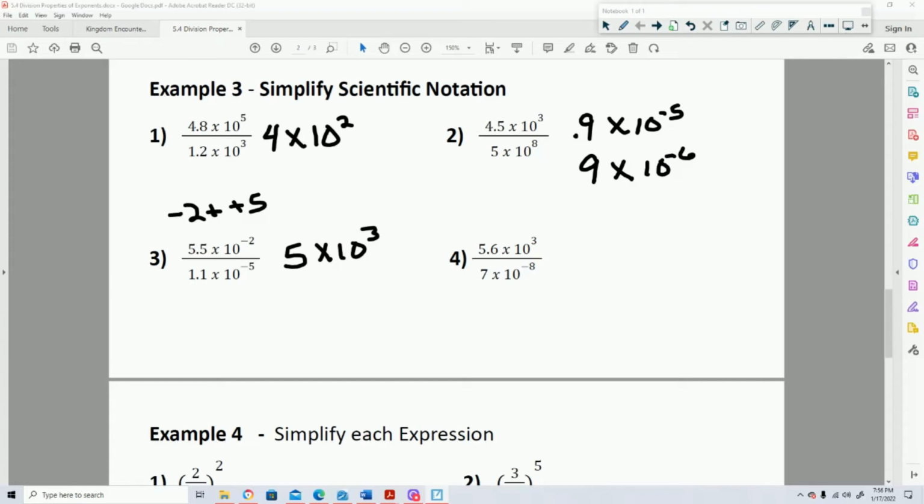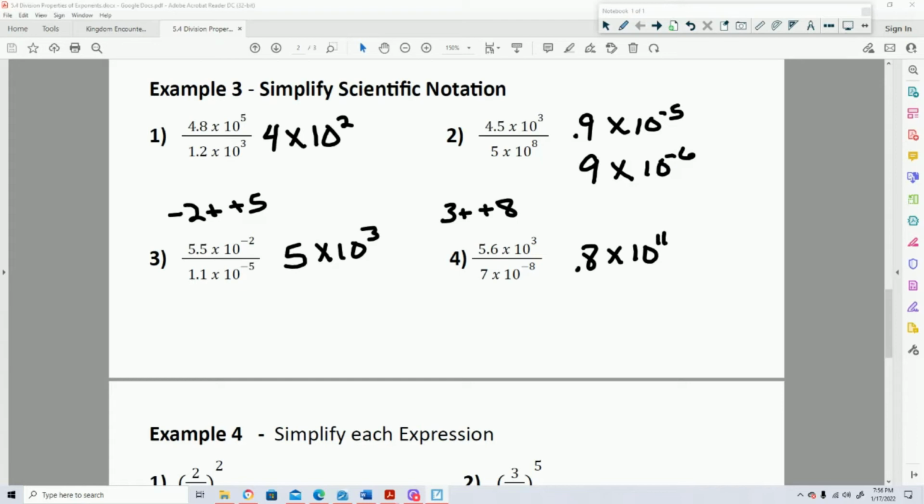5.6 divided by 7. Well, 7 times 8 is 56. So 7 times 0.8 is 5.6. So that's going to be 0.8 times 10. 3 minus negative 8. Let's look at that. 3 minus negative 8 becomes 3 plus 8. 8, 9, 10, 11. That is to the 11th power.